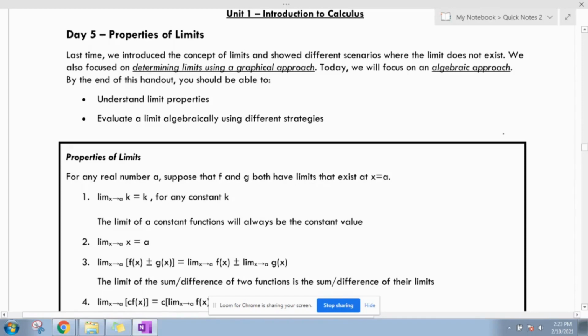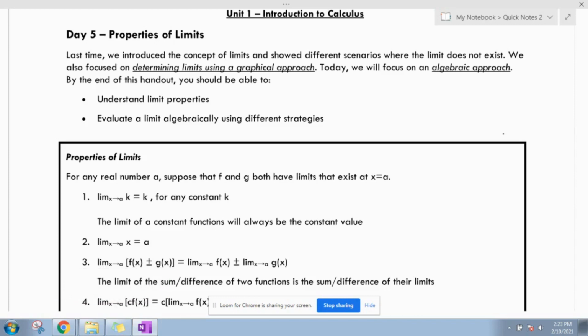In today's class, we're going to be talking about properties of limits. In day 3, we looked at the graphical approach for limits, but today we're going to take a look at the algebraic approach, which is oftentimes the approach that we will take for this unit. So let's take a look first at properties of limits.